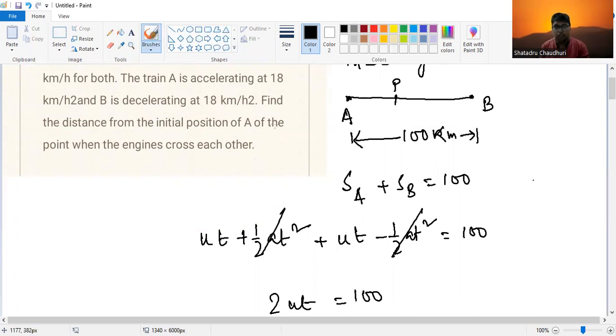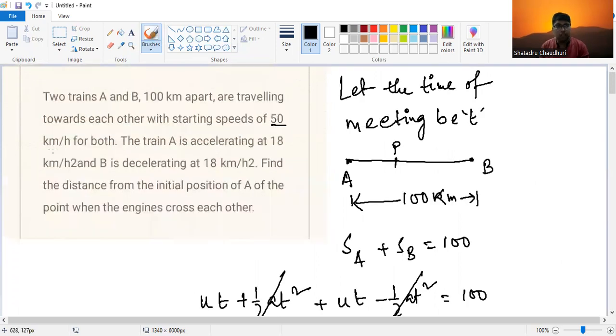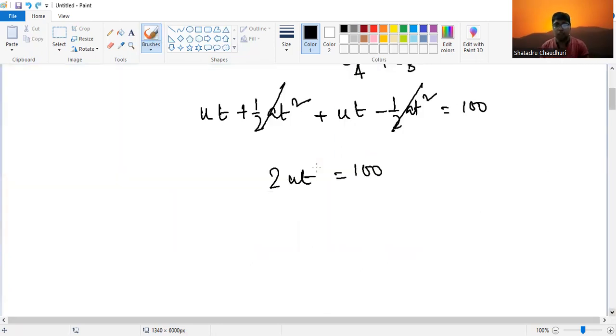In this problem, it is given that both the trains started with the initial velocity of 50 km per hour. If this is true, then 2 into 50 into t equals 100, which gives t equals 1. That is, after 1 hour, the event actually occurred.